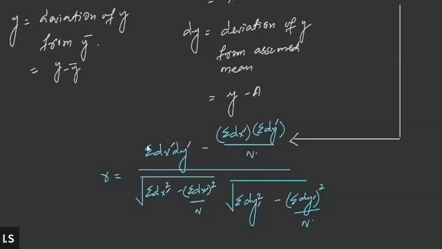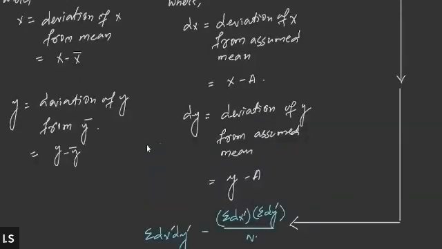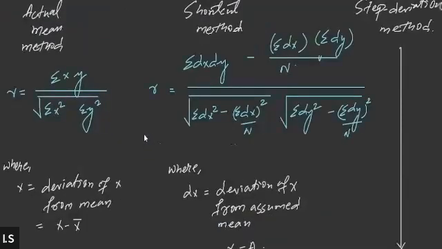All right. So let's understand these formulas. Right now, you won't be able to understand a lot. You will be able to understand only when we start doing questions based on these formulas. But let's try to understand whatever is written here. First of all, the first formula is the actual mean method. Here R stands for correlation. R equals sigma xy upon under root sigma x square sigma y square. This is the formula for the correlation by actual mean method.